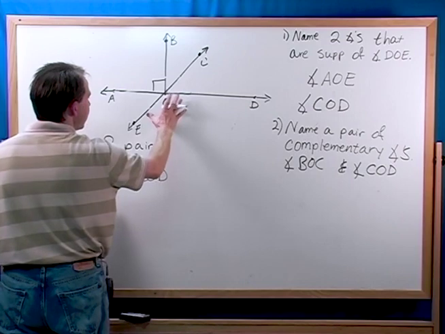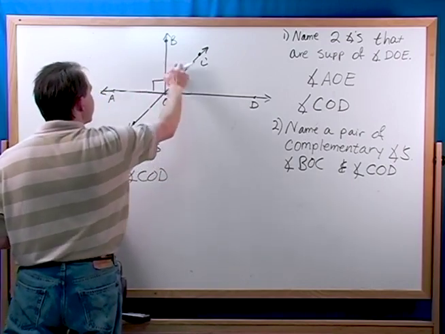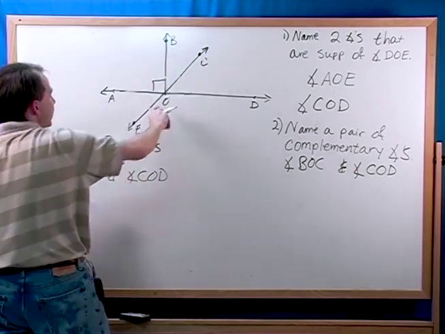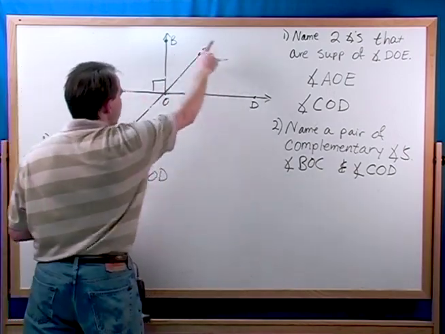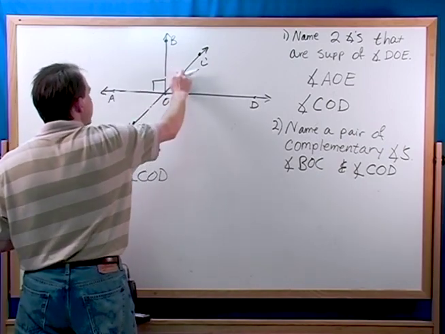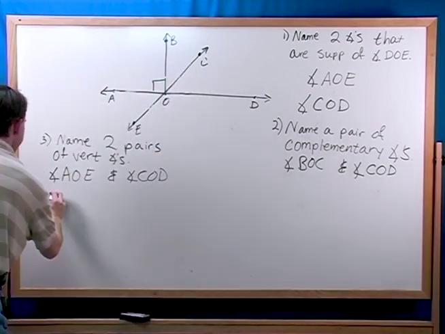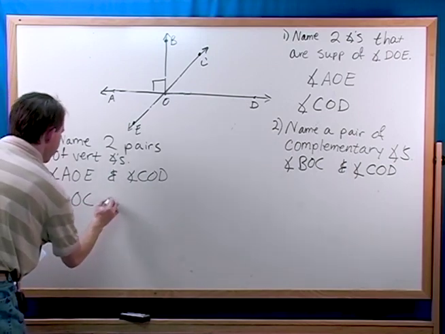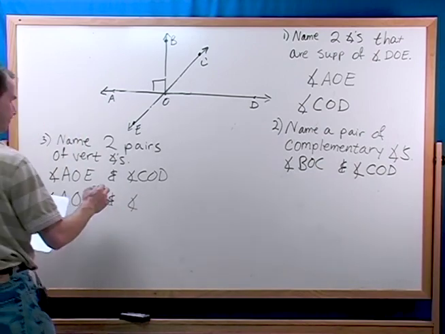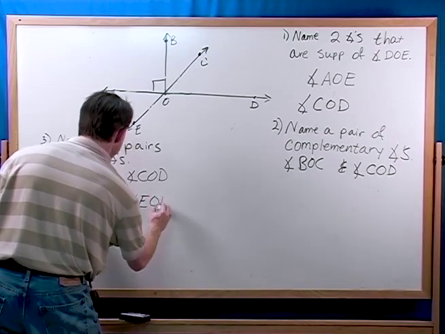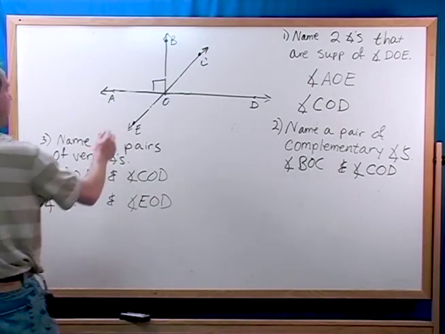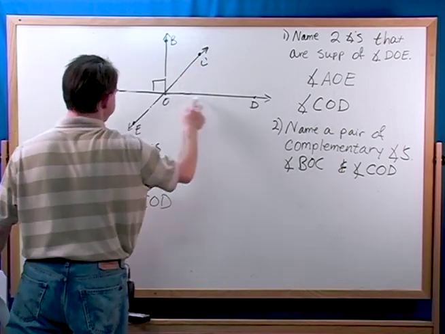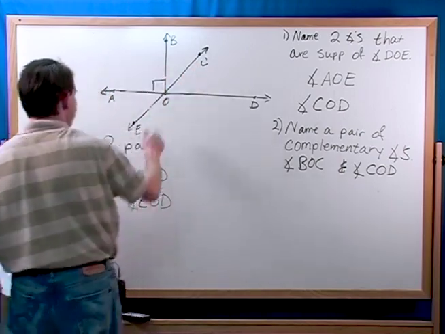Well, this big angle is also vertical with this angle up here. Don't get confused by this line right here. These are the two crisscrossing lines we're looking at. This angle with this one right here, all the way over. So the second answer is angle AOC and angle EOD. AOC, this big angle right here, is vertical with EOD, simply because they're opposite. They crisscross and they're opposite of one another.